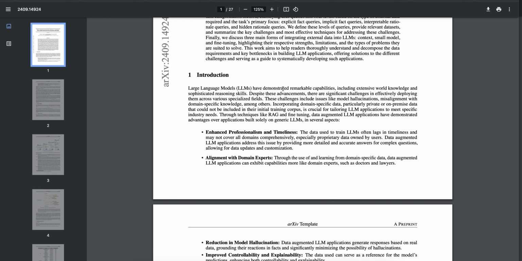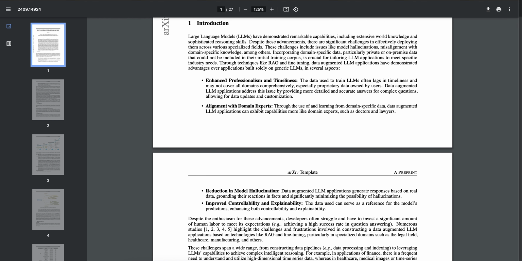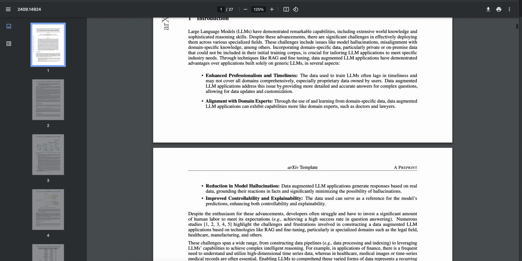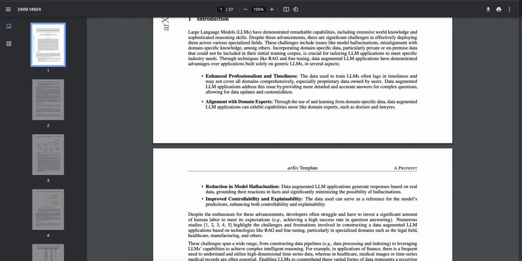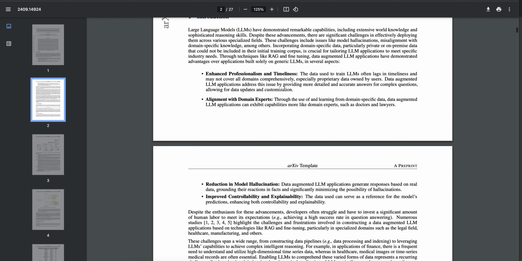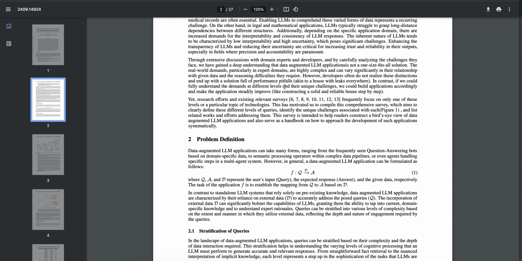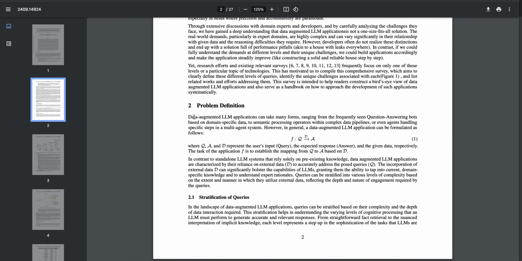Now, if we go one by one, we will get to know what they are saying. They are saying there are currently many challenges, but a few of them are regarding query analysis. If you see here, data augmentation LLM applications can take many forms, ranging from the frequency in answers to domain-specific data. Now, I don't know, but most of the time, people by putting in these equations make papers a bit more complex for beginners.